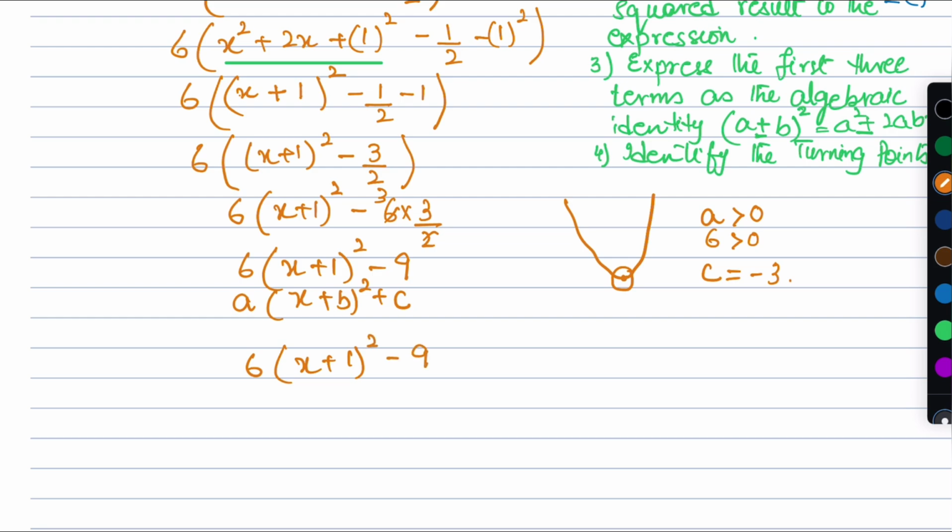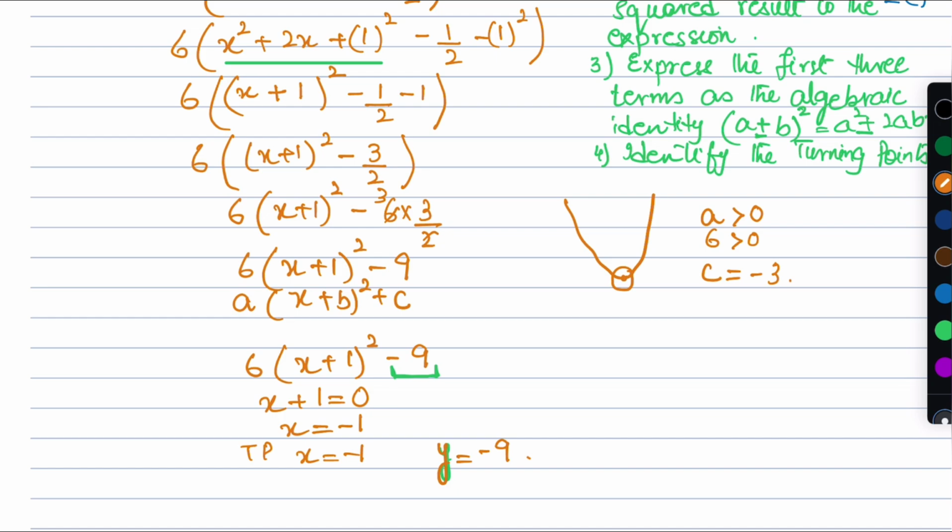After getting the completed squared form, we can have the turning point by just saying that this is x plus 1, which is equal to 0, and x will be equal to -1. This value of x, which is -1 from the squared bracket, is actually the turning point x coordinate here, and the constant here is actually the y coordinate of the turning point.